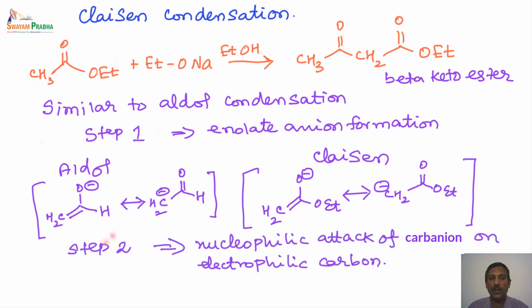As in the case of the aldol reaction, here also in the Claisen condensation, the second step is the nucleophilic attack of the anion on the electrophilic carbon. So this is the electrophilic carbon. The nucleophilic anion, that is the CH2 minus anion, will attack this particular carbon. This is how the condensation reaction proceeds.